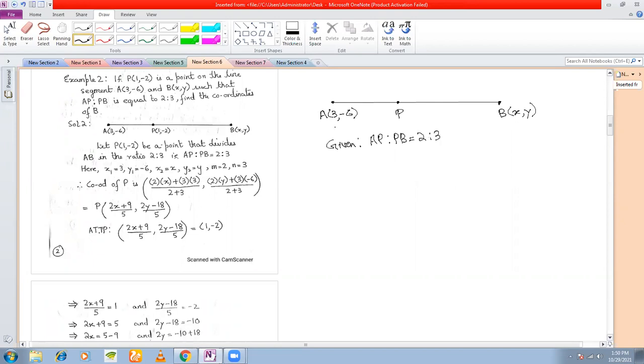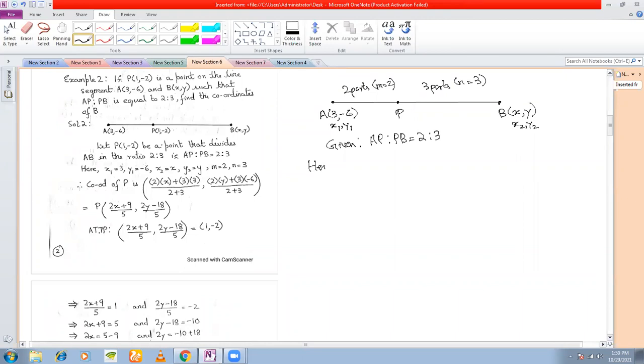So as I told you, you have to determine the starting point. If you are taking this as your x1, y1, this becomes your x2, y2. And because you have taken A as your x1, y1, two parts of the line lie here and three parts lie here. So here m is equal to 2 and here n is equal to 3. Okay. So once you know this, now you can find out the coordinates of P.